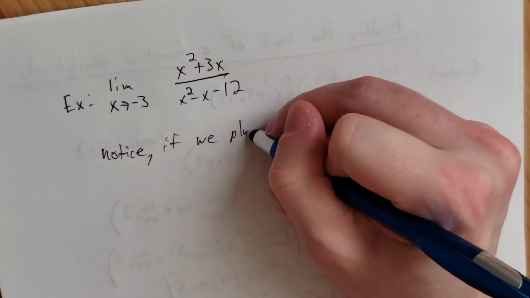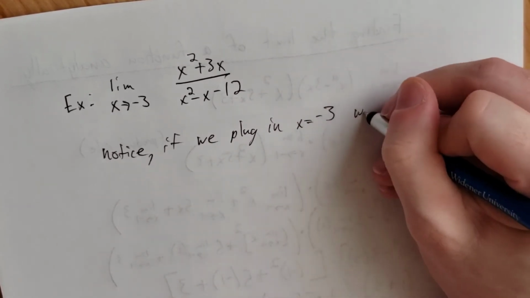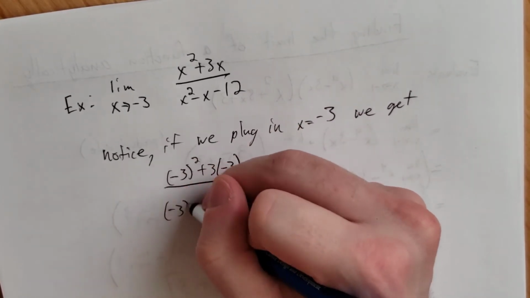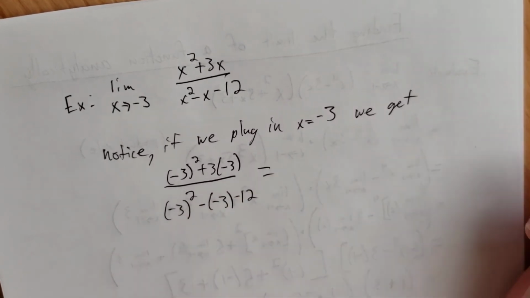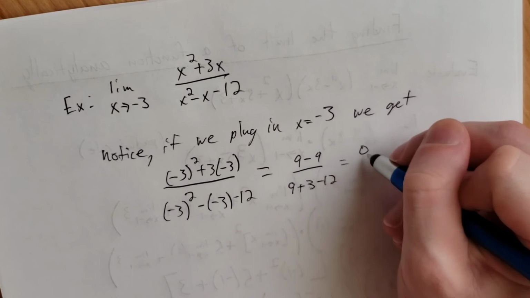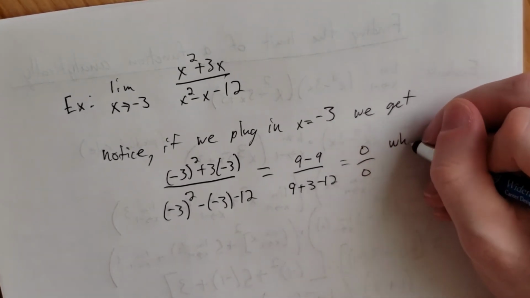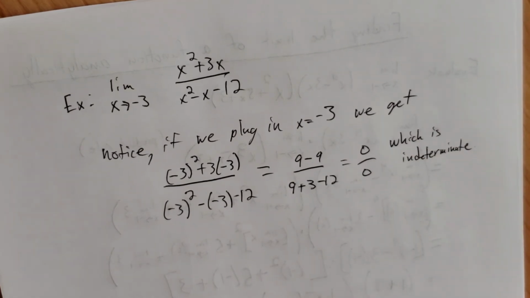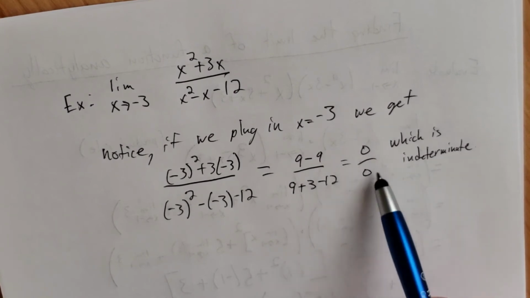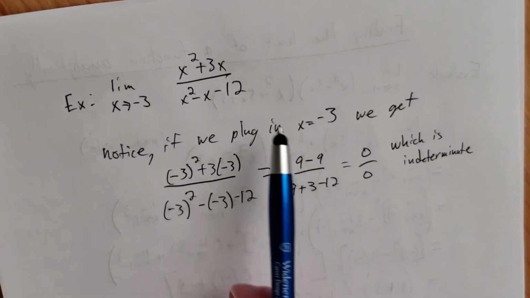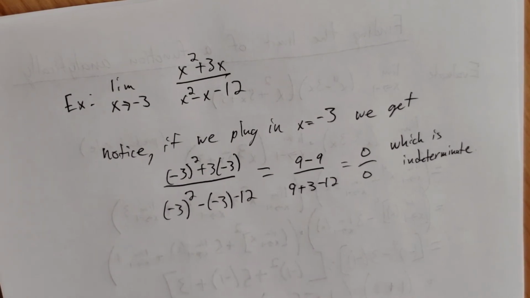Notice, if we plug in x equals -3, we get -3 squared plus 3 times -3 all over -3 squared minus -3 minus 12, which is 9 minus 9 all over 9 plus 3 minus 12, which we get 0 over 0, which is indeterminate. What does that mean? Well, we'll talk about this later in the semester, but essentially, we don't know what this is. We can't divide by 0, and especially when we have 0 over 0, we have a problem. So we can't solve our limit here. So what can we do?